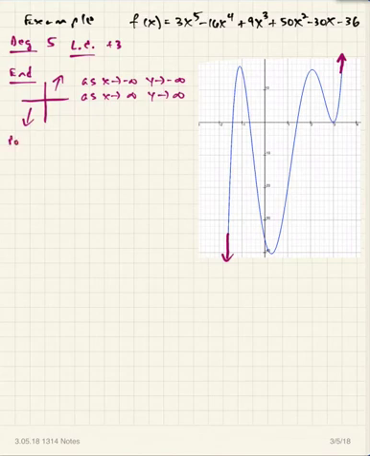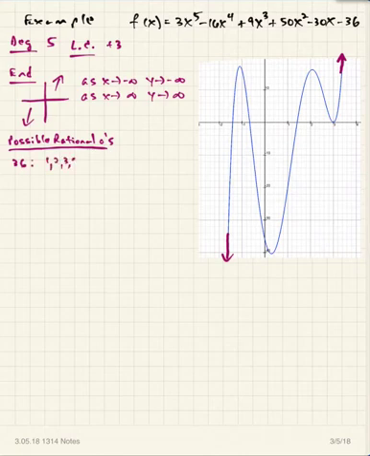All right, the possible rational zeros. Now this is a little bit more work here. The constant is 36. Its factors are 1, 2, 3, 4, 6, 12, 18, and 36. Oh, a lot of them. And then the leading coefficient is 3. Its factors are 1 and 3.